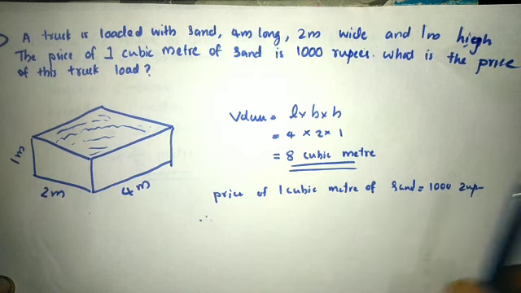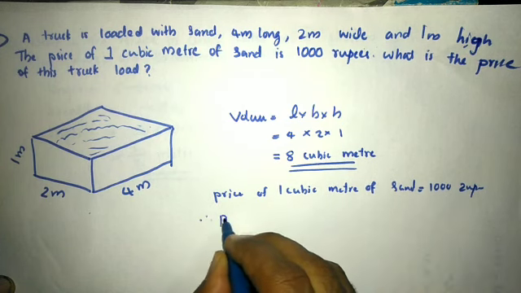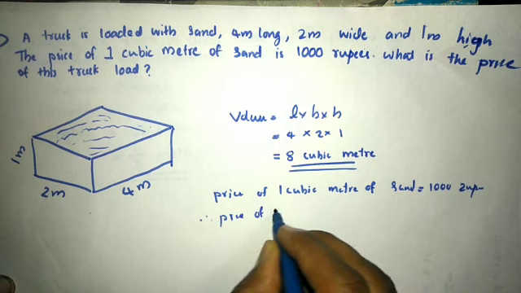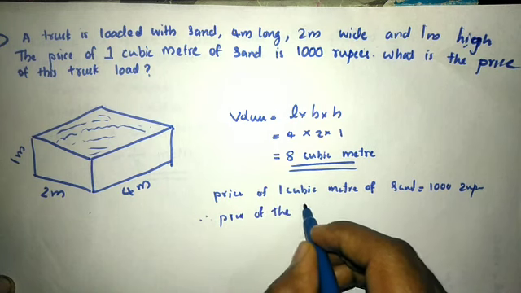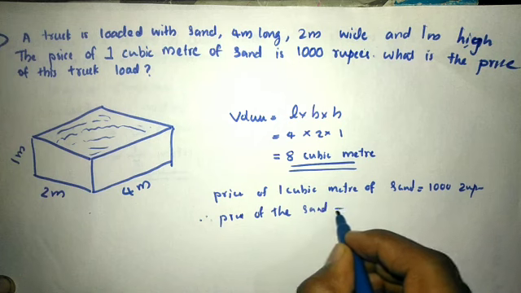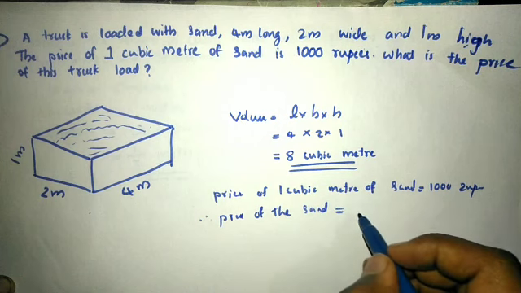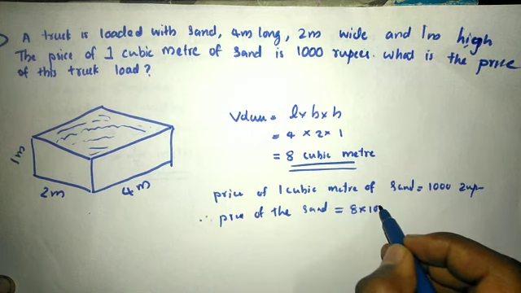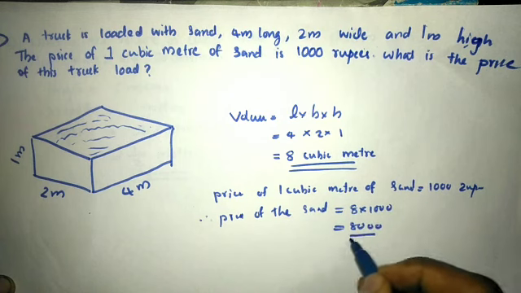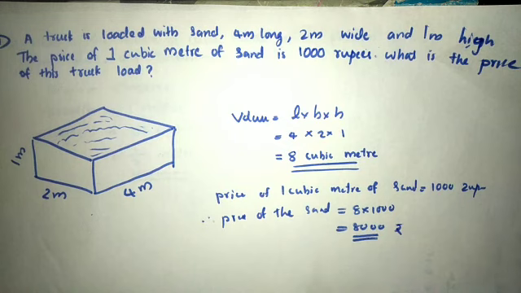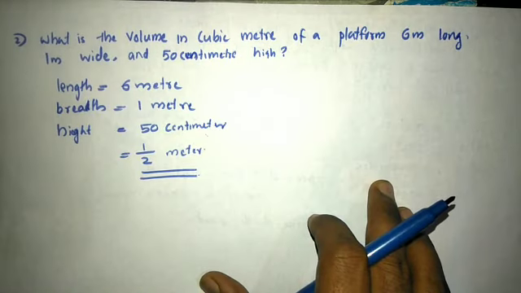8 into 1,000, 8,000. So the price of the sand is equal to 8 into 1,000, 8,000 rupees. Okay, so let us see the next problem.